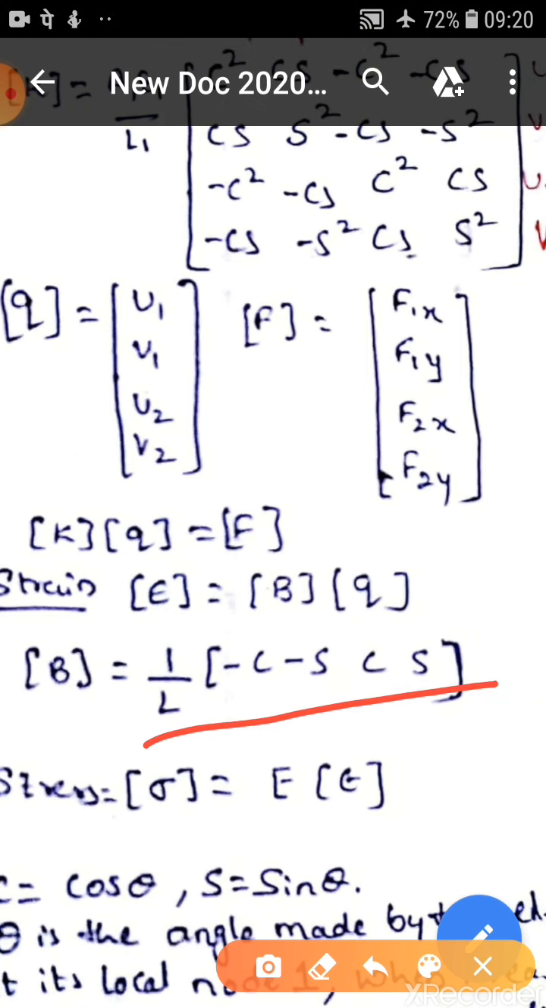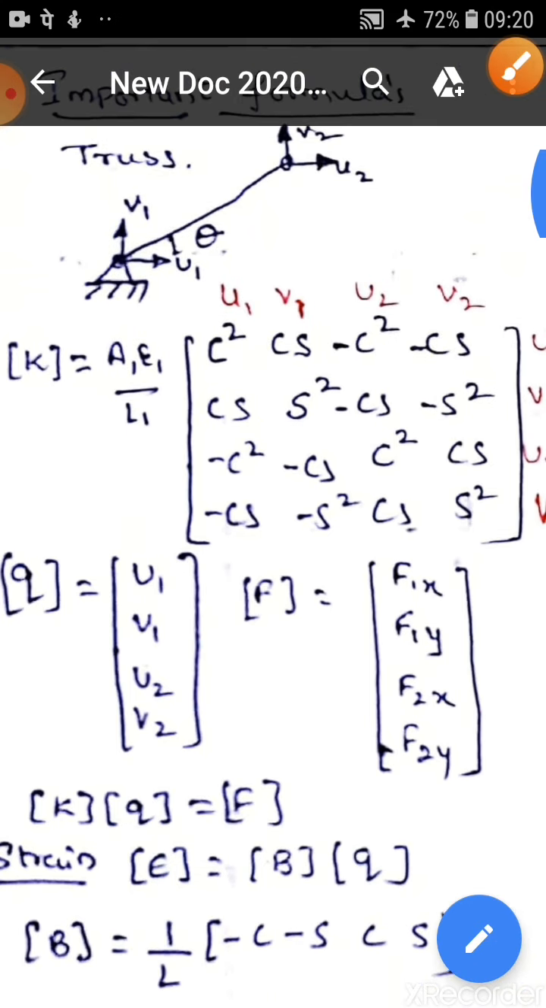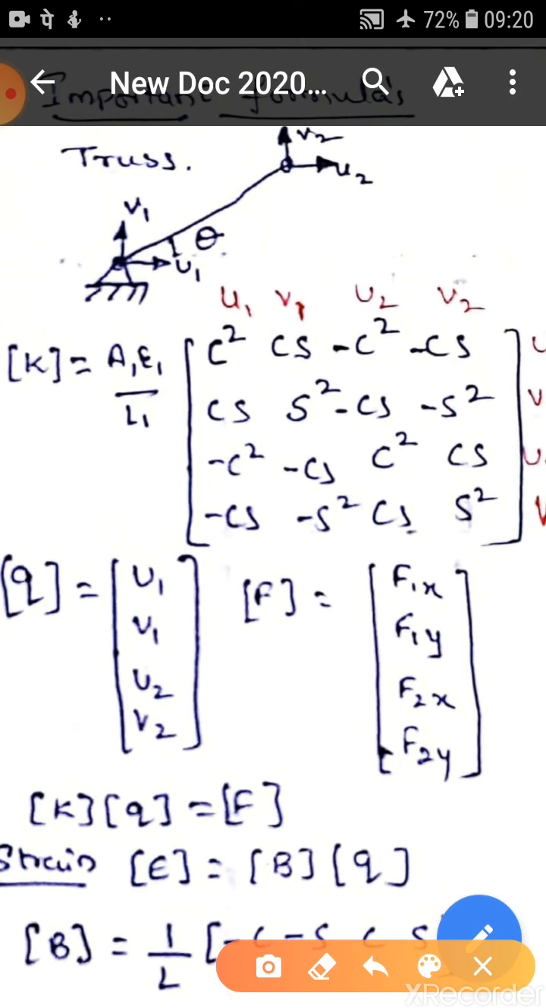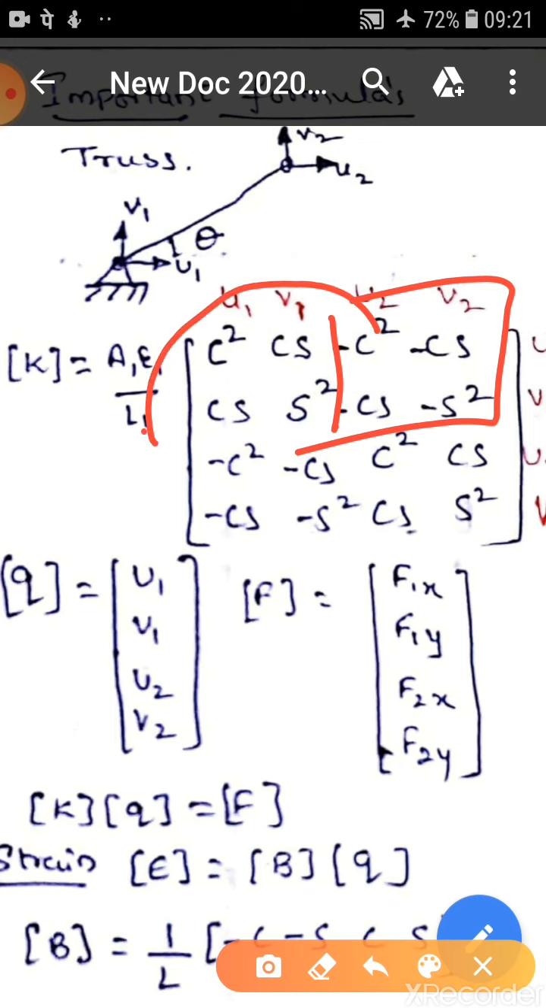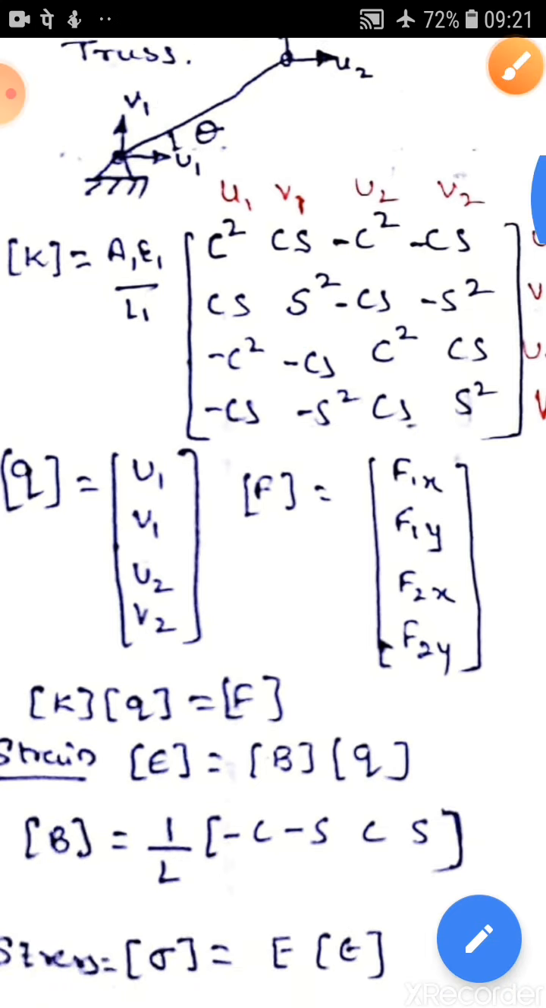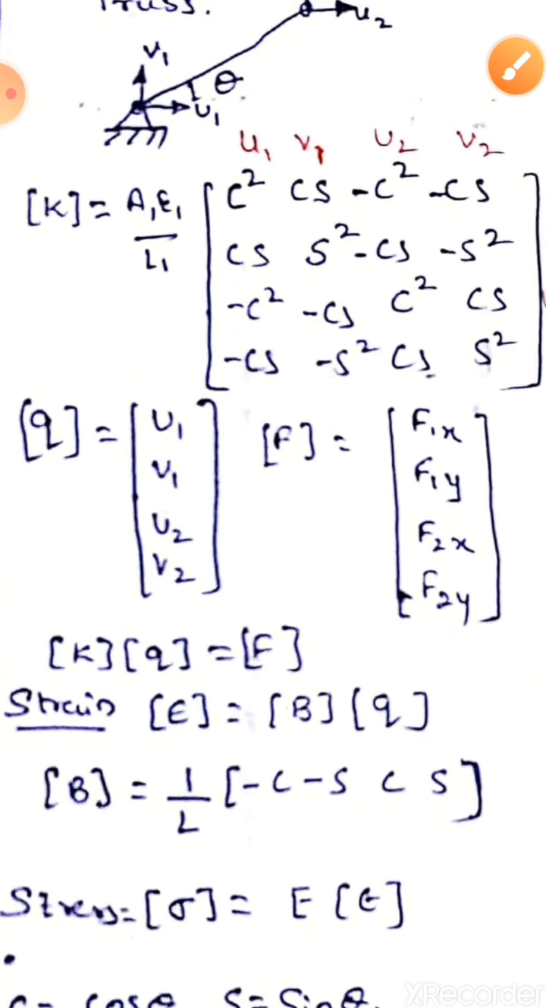I think I forgot to tell about this stiffness matrix, so I'll repeat it. How to remember this? It is c square, cs, c square, cs; s square, cs, s square; c square, cs; s square. Then put a negative symbol for the top right four elements. Because this is a symmetric matrix, all the values are the same on the other side of the principal diagonal. This is just a method to remember it; I had forgotten the negative symbol there.